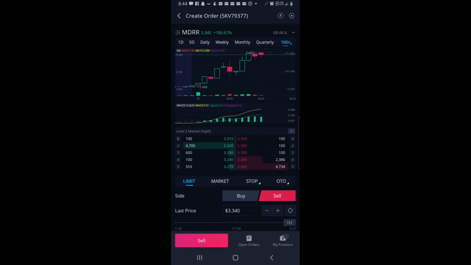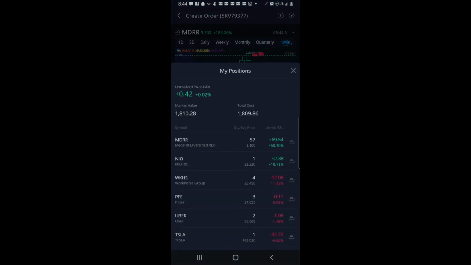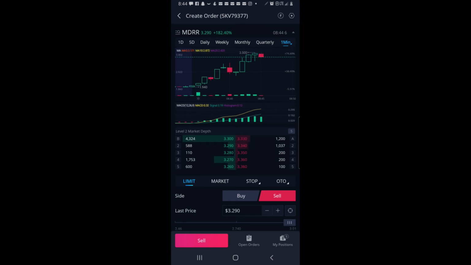So that's my profit right there. It shows you how much I made so far on that stock. It's going up too quickly, but I'll pull it back up for you guys. I like to keep looking at the chart because you can see that red bar pop back up. So I like to keep looking at the chart.